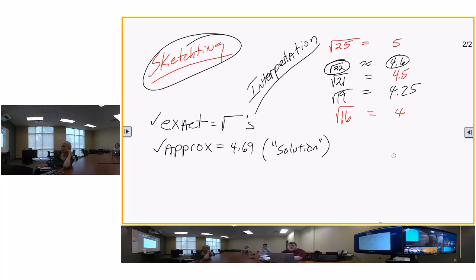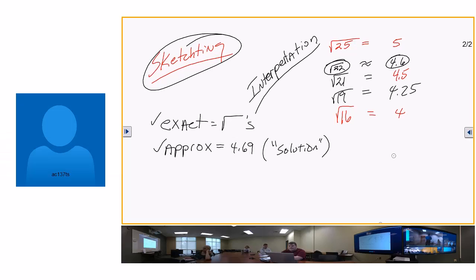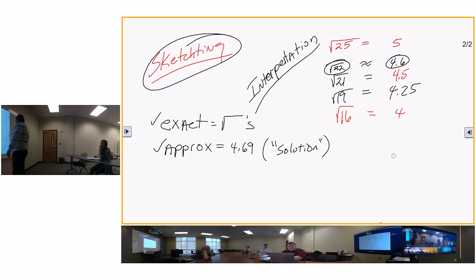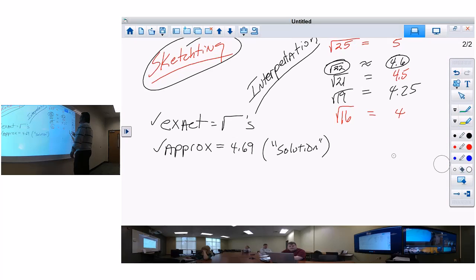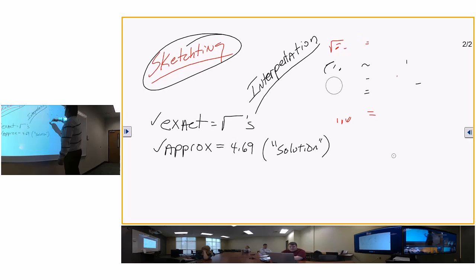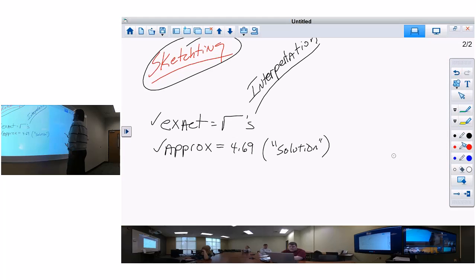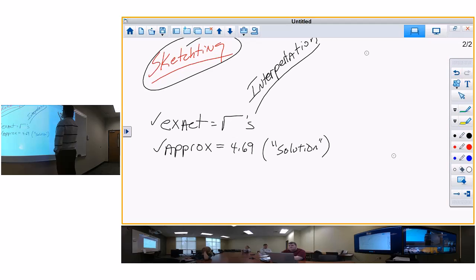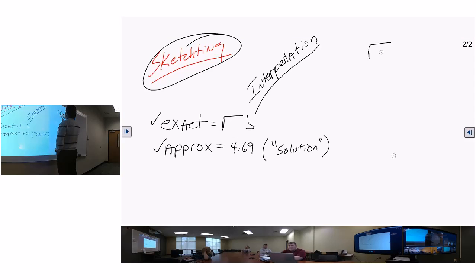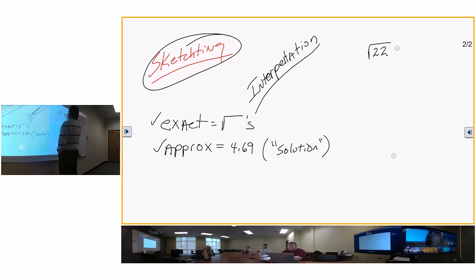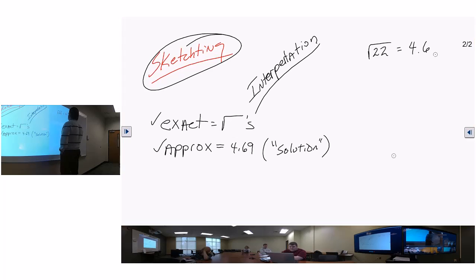So does that help answer your question? Yes. Okay. There are three answers that they will ask for. Let me erase this. If you're sketching the graph, then you just say the square root of 22 is around, what did I say? 4.6. Okay, I just said 4.6.